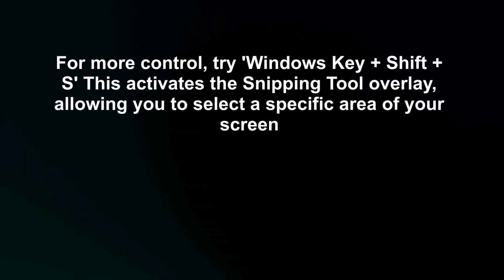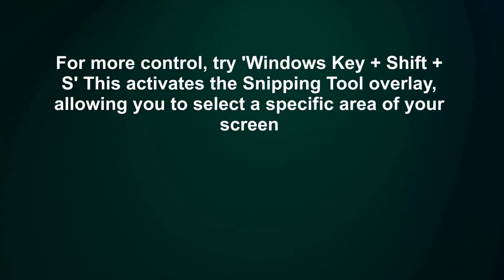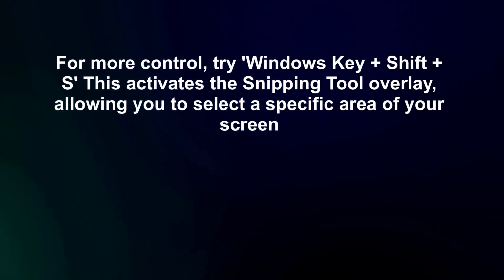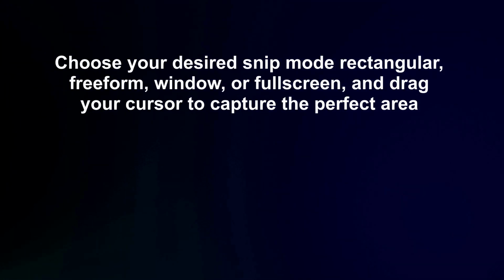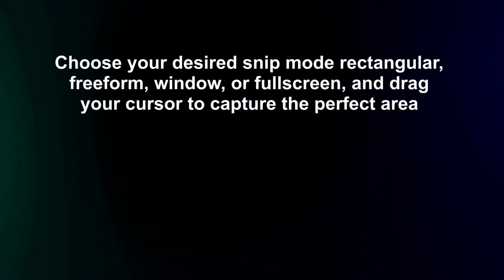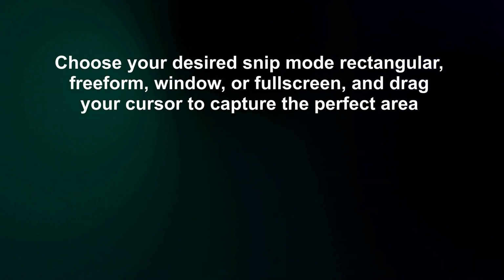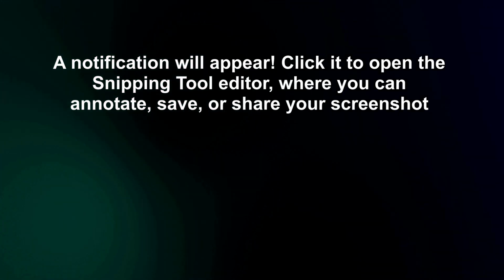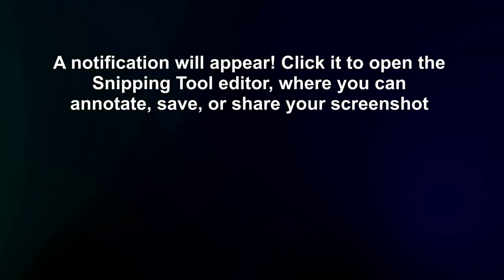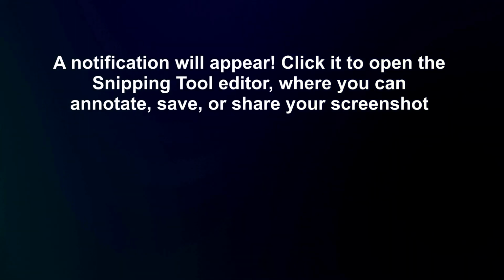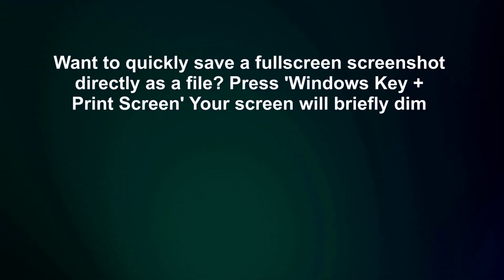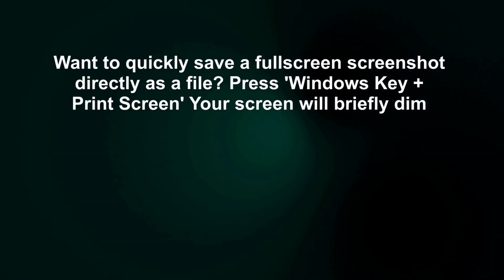For more control, try Windows key plus Shift plus S. This activates the Snipping Tool overlay, allowing you to select a specific area of your screen. Choose your desired snip mode: rectangular, freeform, window, or full screen, and drag your cursor to capture the perfect area. A notification will appear. Click it to open the Snipping Tool editor, where you can annotate, save, or share your screenshot.